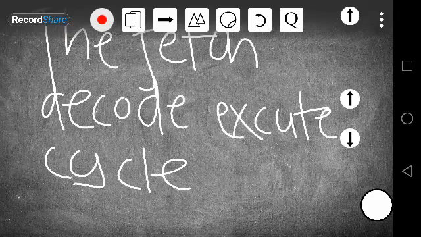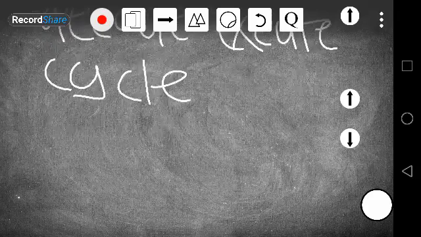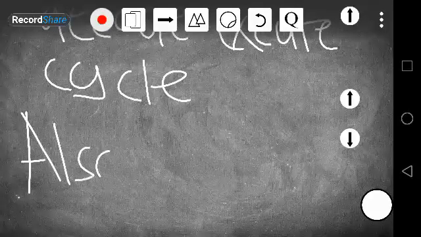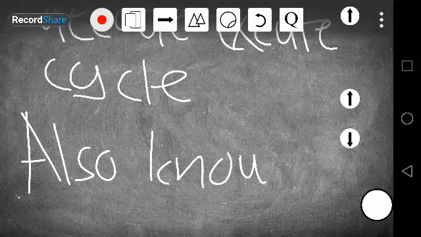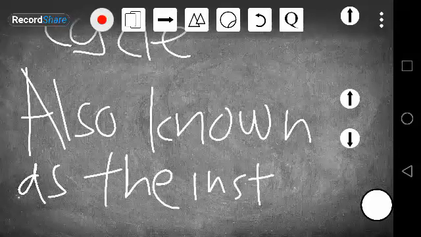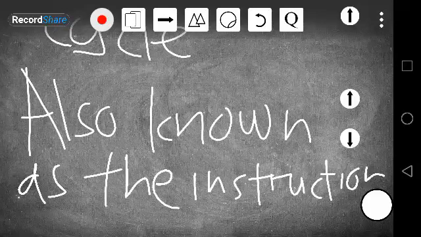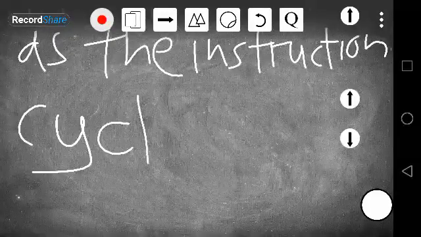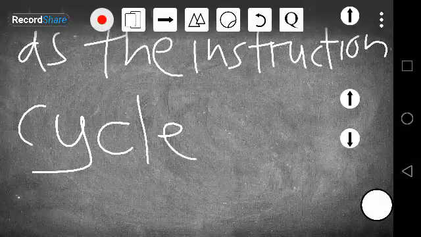All right, so the main job of the CPU is to execute programs using the fetch, decode, execute cycle. And this is also known as the instruction cycle. So this cycle begins as soon as you turn on a computer. The moment you press the power button to turn on your computer, this cycle begins.